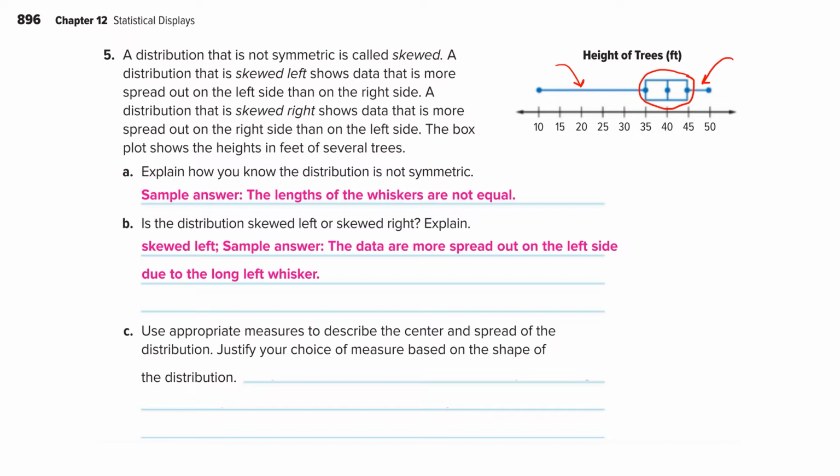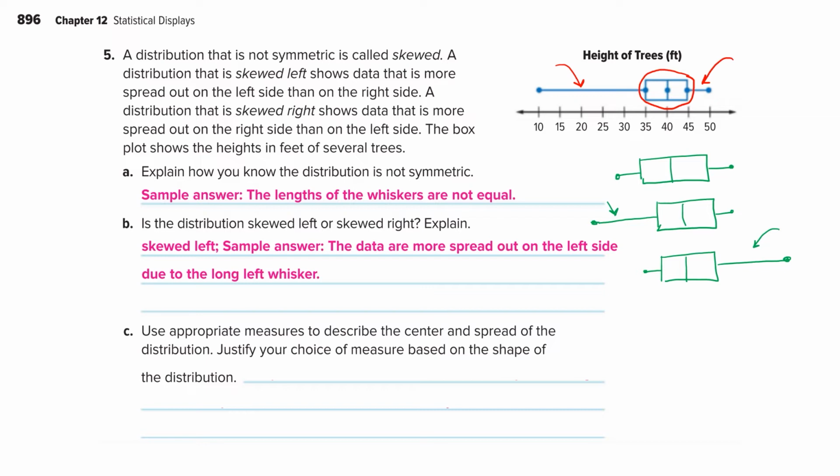So, if you have a graph where they're both the same, this is symmetric. This is skewed left because it has a longer whisker on the left. And this graph is skewed right because it has a longer whisker on the right.